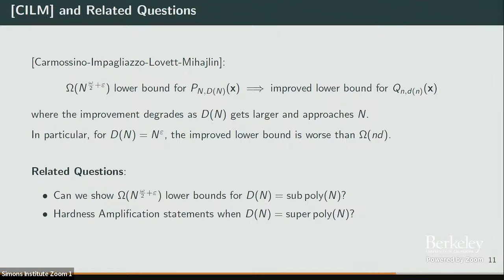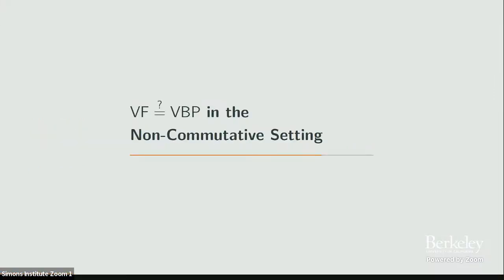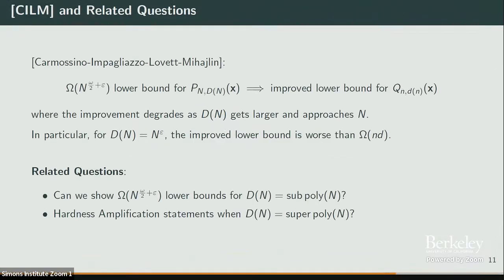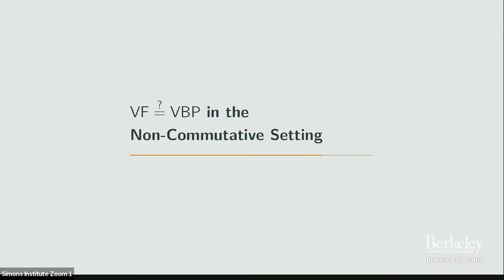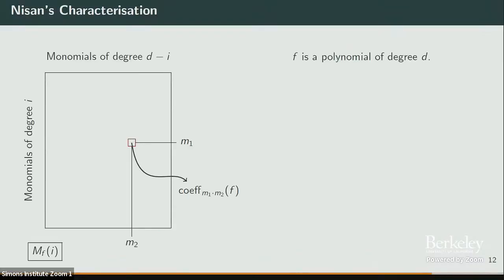Okay, and that's all I want to say about the VP versus VNP question in the non-commutative setting. And now I will spend a couple of slides on the VF versus VBP question in the non-commutative setting. Ido had mentioned this in his talk, but as he mentioned, this is a remarkable, easy to prove result, and I'll just mention it again.